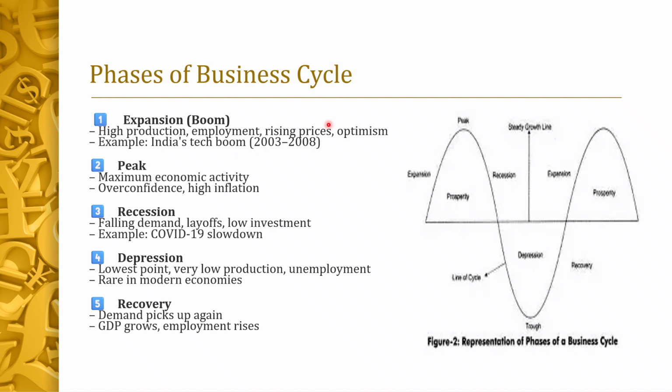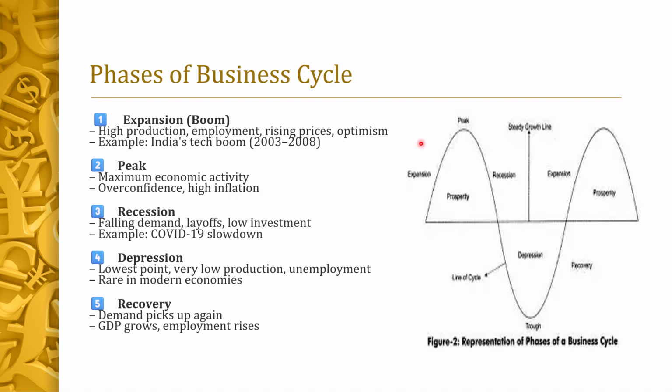Coming on to the second phase, that is the peak. When we reach the peak growth stage, this is the highest point of economic activity. So what happens at this point? The production is at maximum. There is maximum economic activity. Prices rise, therefore we say that there is inflation. Labor shortages appear. Business becomes highly optimistic. However, due to this high overconfidence and high inflation, the economy cannot grow forever.